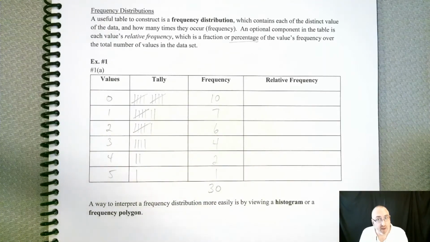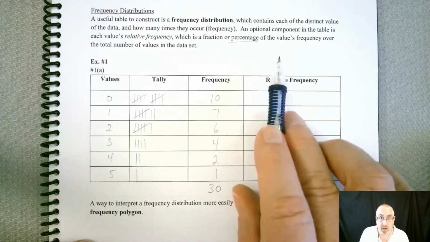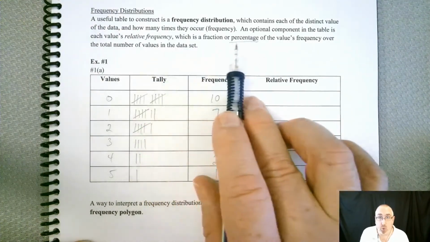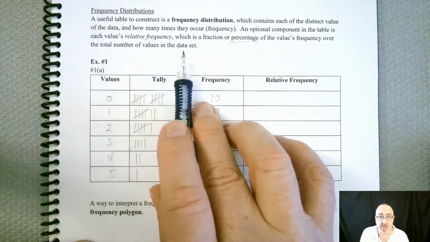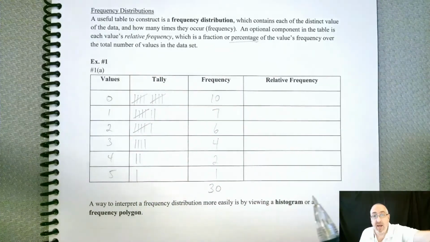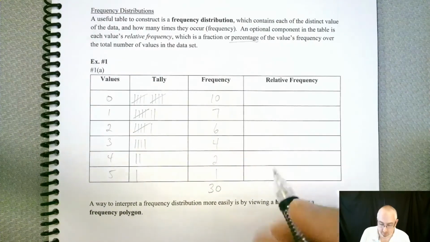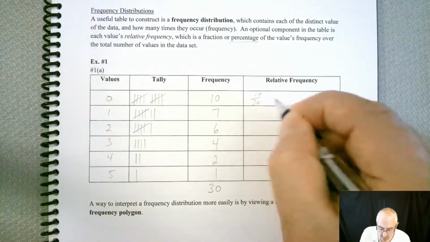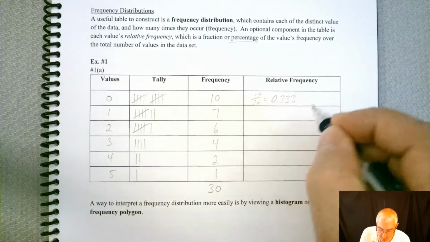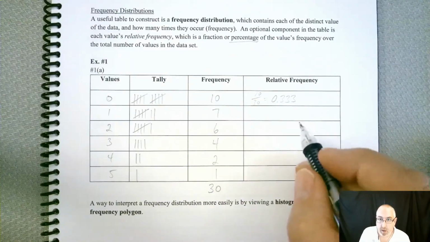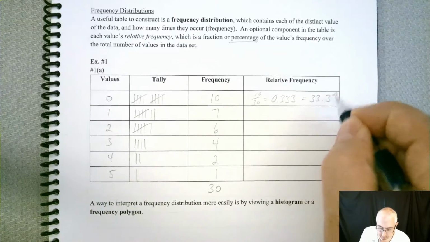But when they ask for that relative frequency, you need that extra column. So let's read through it one more time. The relative frequency is a fraction or percentage of the value's frequency over the total number of values in the data set. So in this case, we're going to want to take each of these frequencies and divide it by the total. So if we say 10 over 30 and we divide that, we're going to get 0.333 and so on. But now we want to change this to a percentage, so 33.3%.